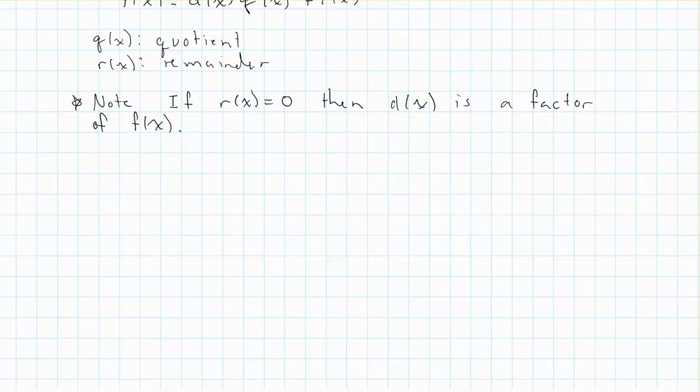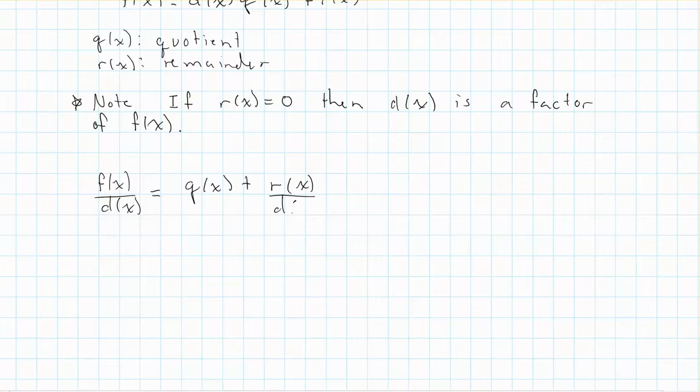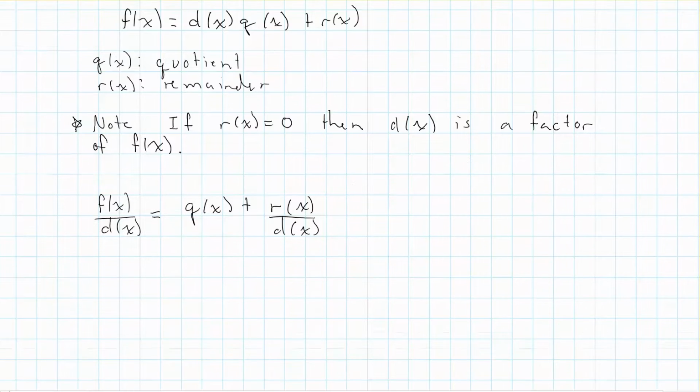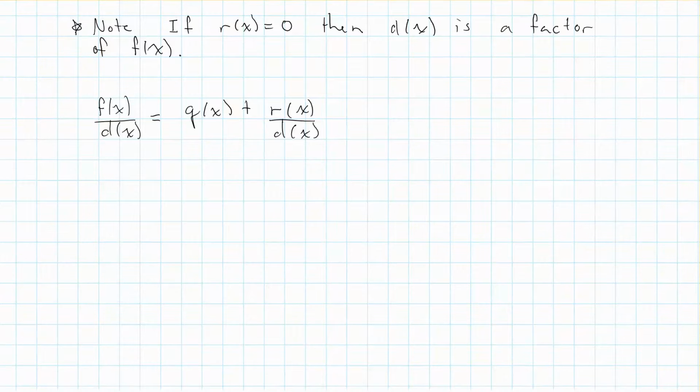Okay, so let's go ahead and see how we would write this if we were doing a problem. Sometimes you would write this as f of x divided by d of x, and this is going to equal q of x plus r of x over d of x. And really, this is no different than the equation we have up here. It's just that we divided everything by d of x. Alright, so how do we do these? Let's just do a couple examples of this long division.